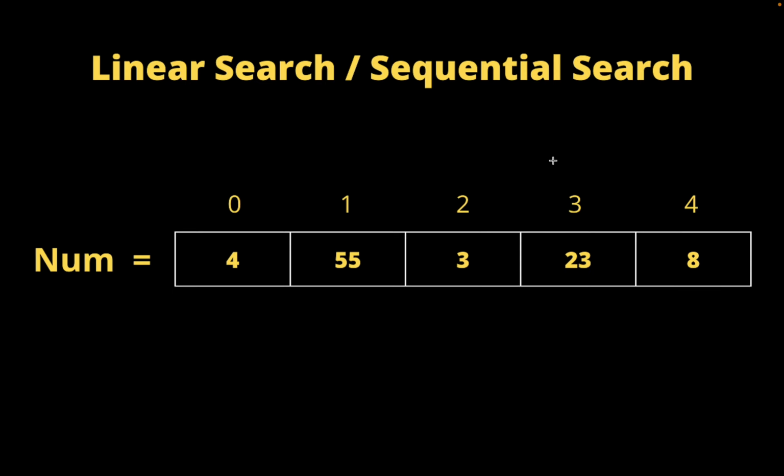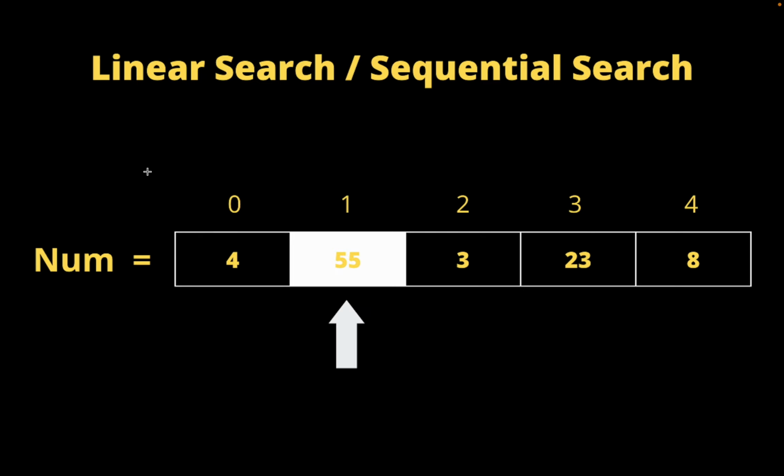Let's suppose we want our program to find 23 in this whole array. What is linear search going to do? Linear search is going to go one by one. It will start from the 0 index, which is the number 4. It will compare our given value 23, whether 4 is 23, or whether we have 23 at the index 0 place. The answer is no, so it's going to go to 55.